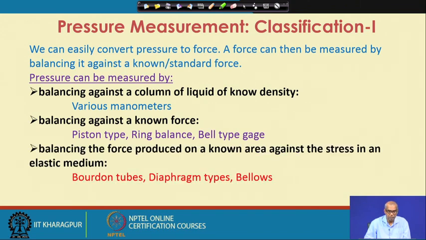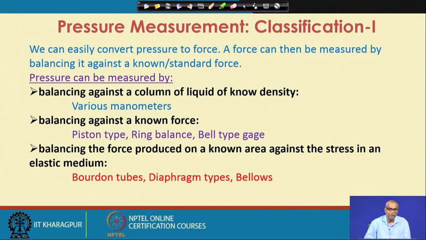Pressure can also be measured by balancing the force produced on a known area against the stress in an elastic medium. This is an important class of pressure measuring instrument. Here we balance the force that is produced on a known area against the stress in an elastic medium. This class of instruments is also known as elastic pressure transducers. Examples are Bourdon tubes, diaphragm type pressure gauges, and bellows. So, this is one possible classification of pressure measuring instruments.